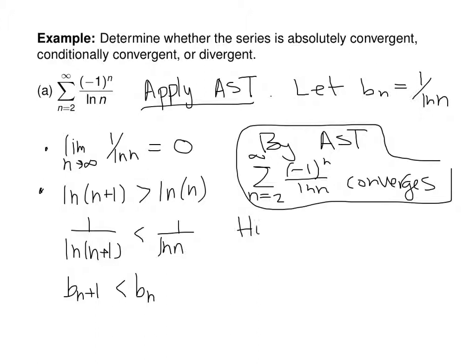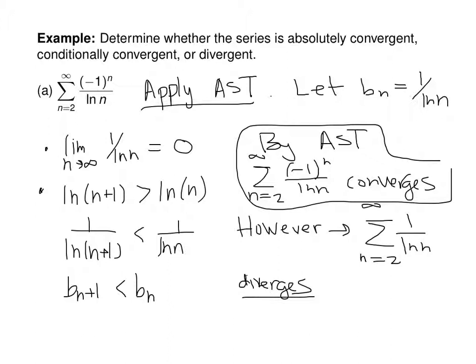However, if you take the absolute value of this series and get the series n equals 2 to infinity of 1 over ln of n, this diverges. You can, pretty sure, use direct comparison to show that. So this series is an example of one which is conditionally convergent.